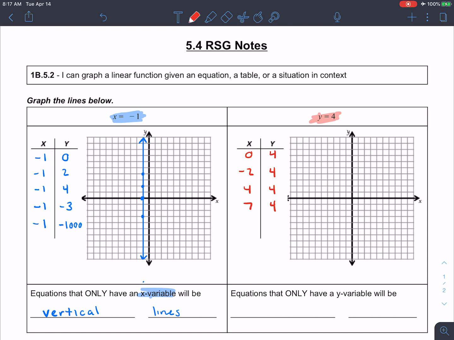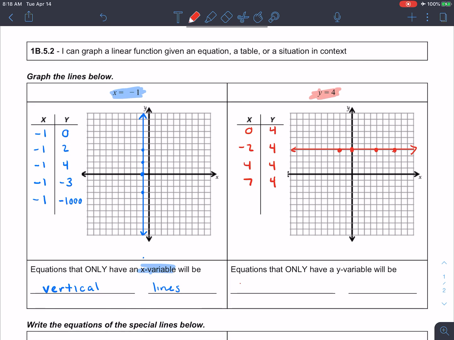So the important thing to note is that when we plot all these points, 0, 4 is right there. -2, 4 is right there. 4, 4 is right there. 7, 4, even a little further right. What's going to happen when we connect our points? We are going to get what we would call a horizontal line. And so that is our big set of notes about an equation that only has a y variable.